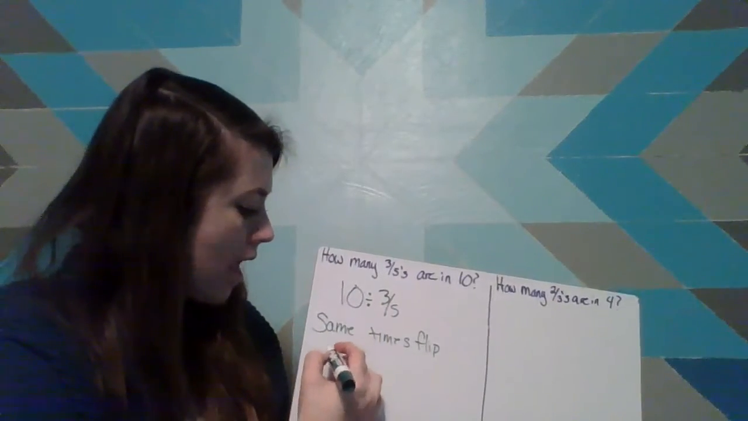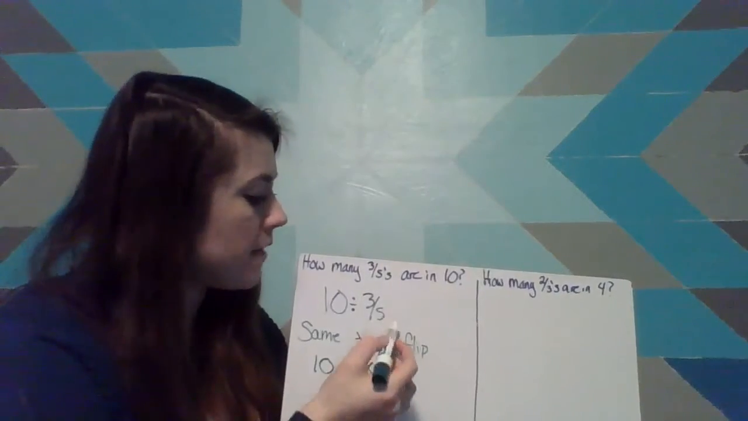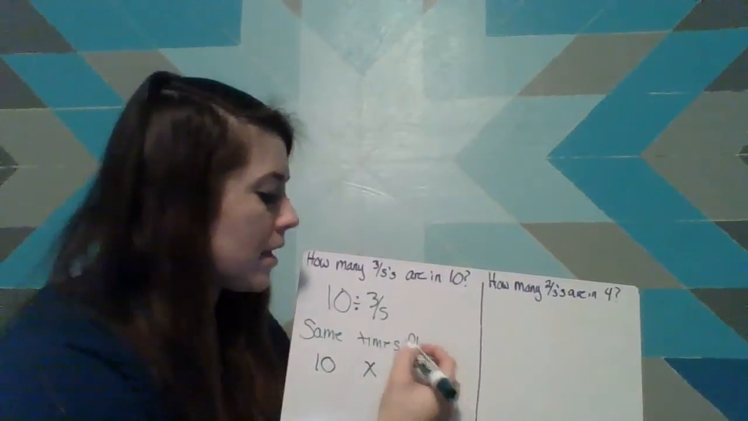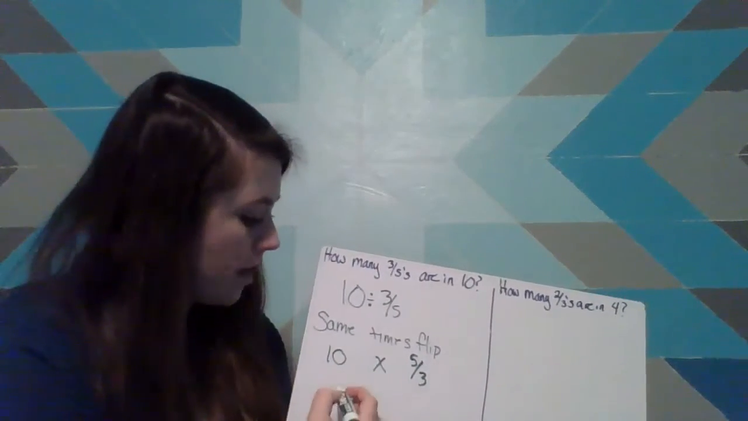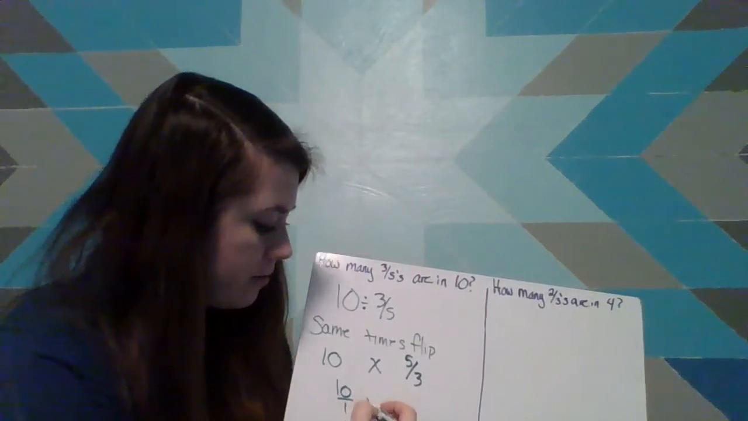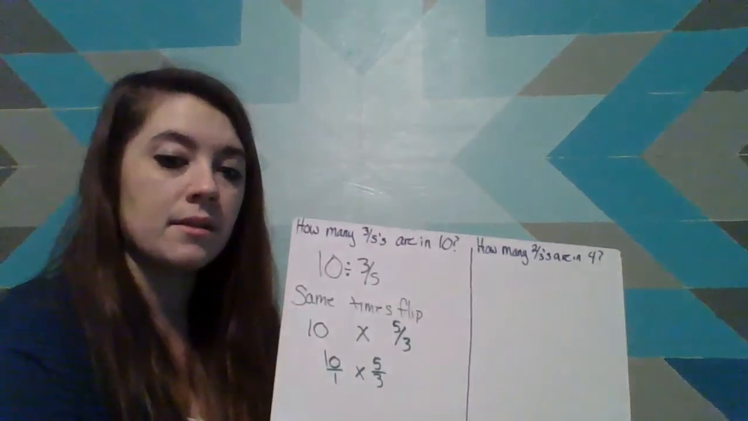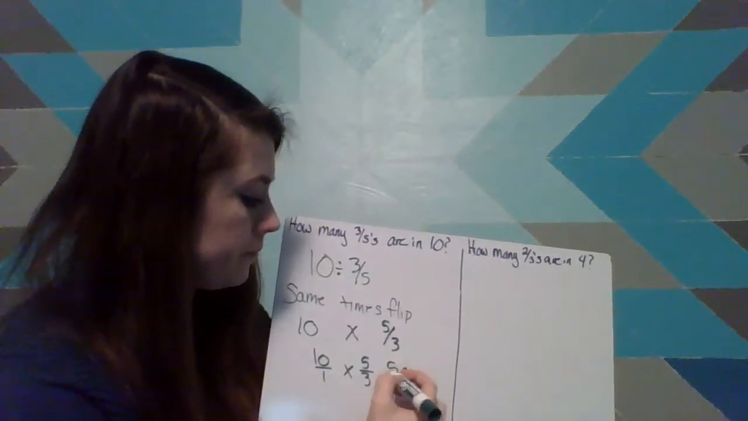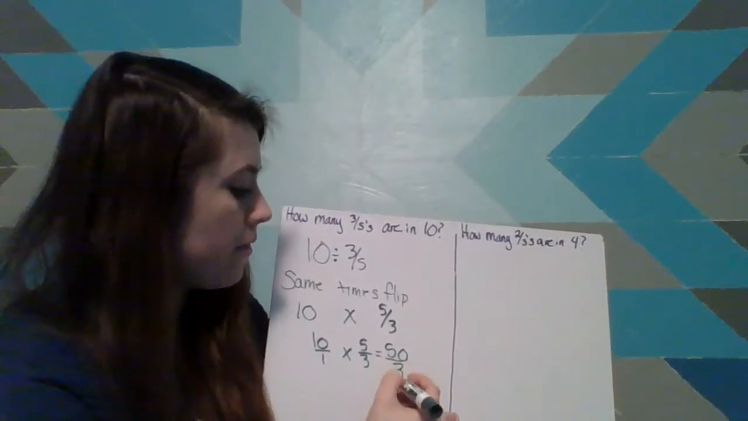All right, so same is our 10. We turn it into times. Flip, so we're flipping our 3/5, so it becomes 5/3. So now we have 10/1 times 5/3. 10 times 5 is 50. And 1 times 3 is 3.